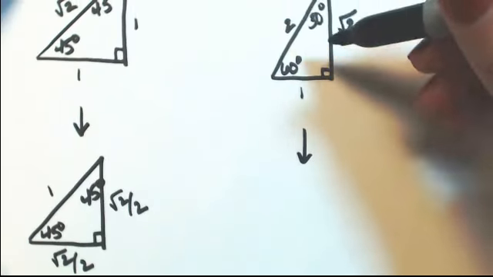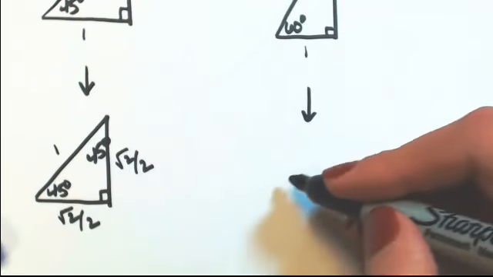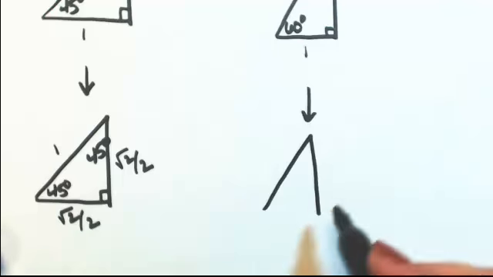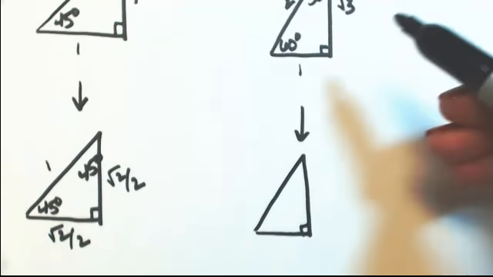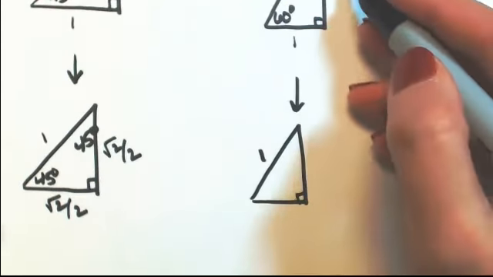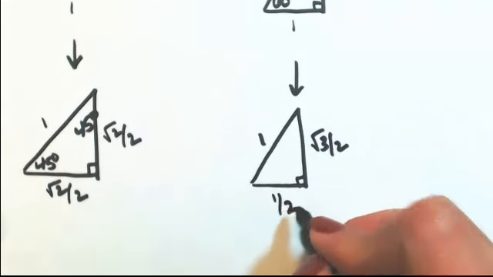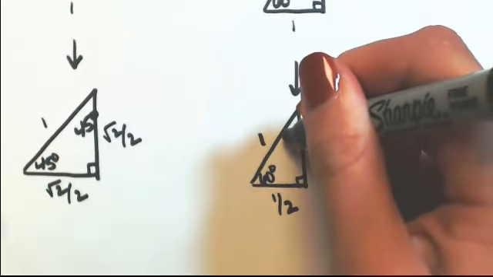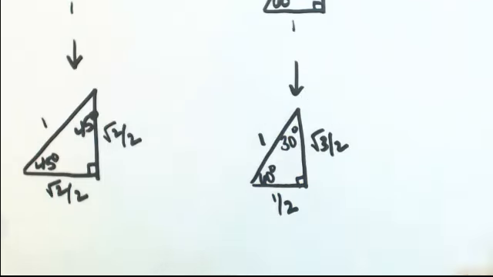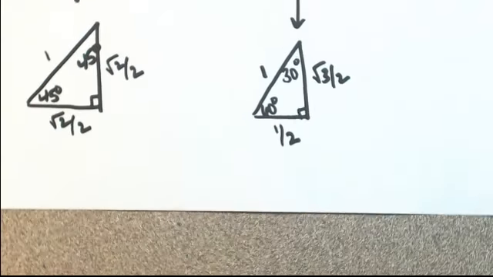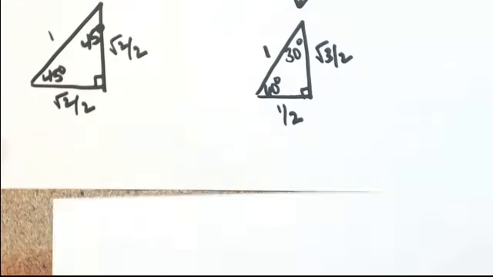Let's look at the second one. Do the same thing. This time I'll divide all the sides by 2. So 2 divided by 2 is 1. Square root of 3 over 2. And 1/2. Okay, so let's look at the first quadrant of the unit circle using these two triangles.